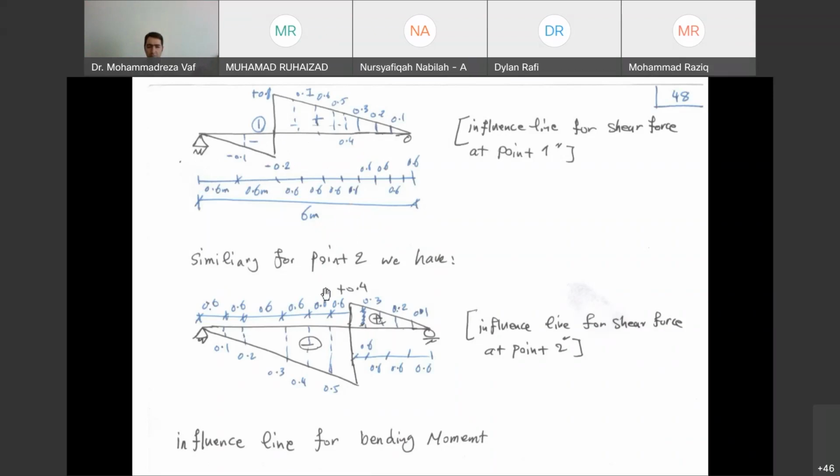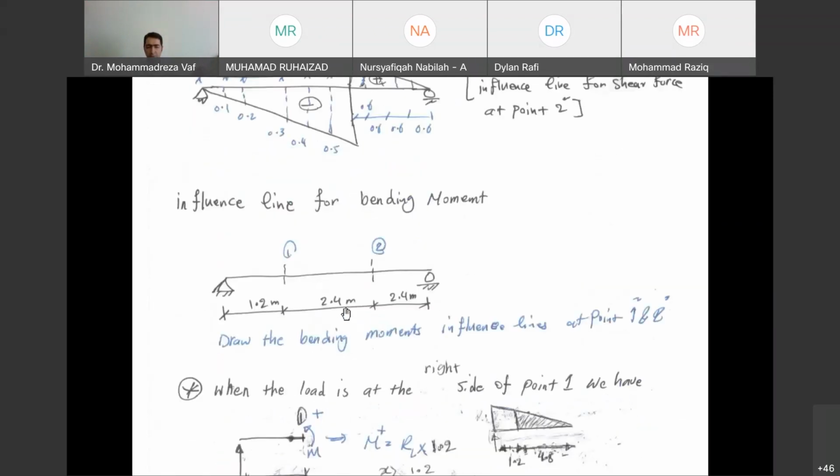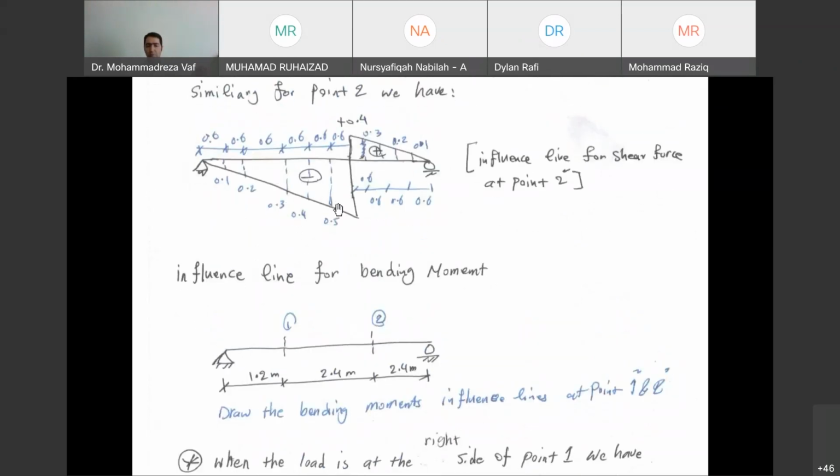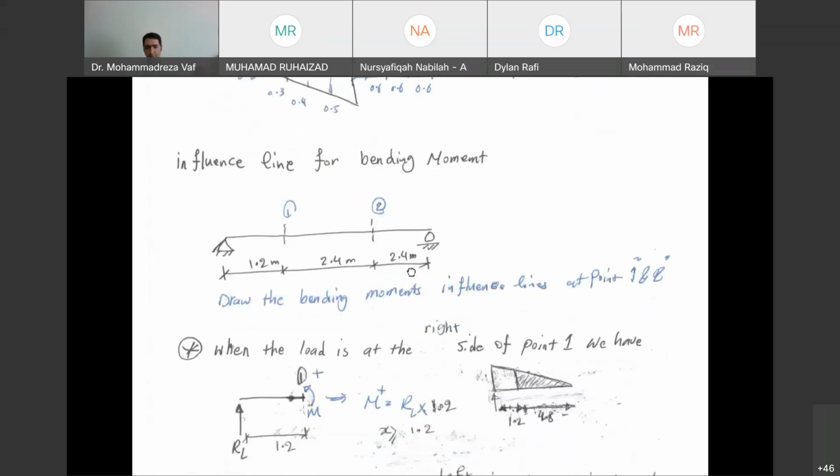And now that we got this one for shear force, we can do the same calculation, this time for bending moment, meaning we are interested to see the influence line for bending moment at point 1 and point 2. Our calculation is going to be exactly similar to what we did for shear force, meaning we first assume that the load is before point 1, and then after that we assume that the load has passed point 1. When the load is before point 1, we get one equation for bending moment. When the load passes point 1, we get another equation for the bending moment at point 1. And these two equations are going to define the shape of the bending moment influence line. Let's go and see how we can do that.